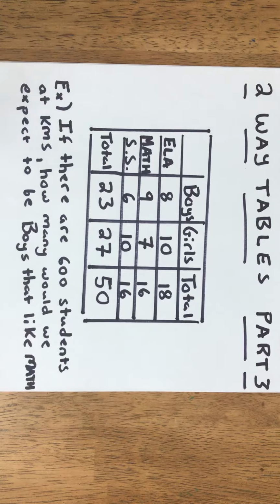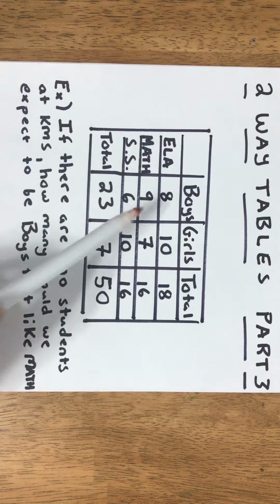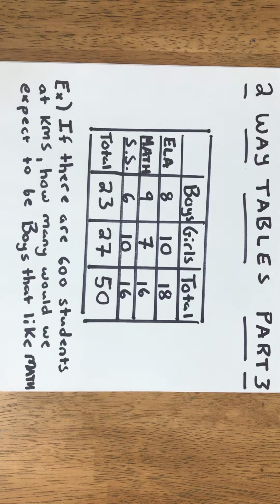All right, so today we're going to continue on with two-way tables, but we're going to use these two-way tables to predict some future outcomes. So for the first example, I'm showing you a two-way table with boys and girls and what their favorite subject is. So for example, boys that like math, there were 9. And we surveyed, in this example, 50 students altogether. Now we're going to use this two-way table to answer some questions about if we had more students than just 50.